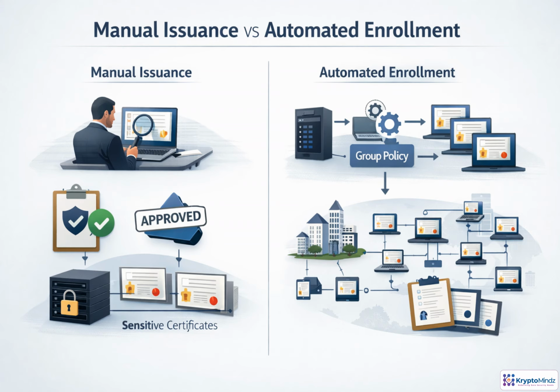Manual issuance gives you tight control. Every request is reviewed, approved, and often tied to strong identity checks, which makes it ideal for high-value keys, admin accounts, or one-off scenarios. However, it doesn't scale and slows things down. Automated enrollment flips that trade-off. Group policy and templates push certificates everywhere with almost no manual effort. It's fast and scalable, but you now rely heavily on correct policy, permissions, and template design.